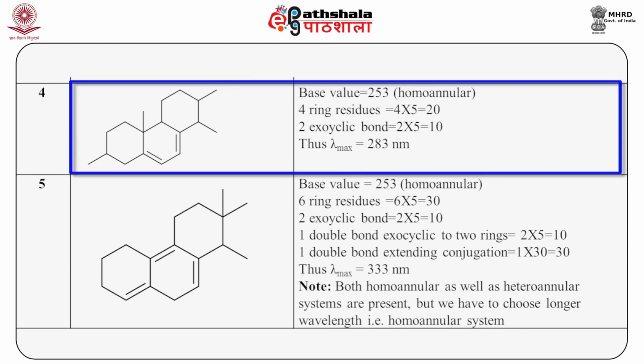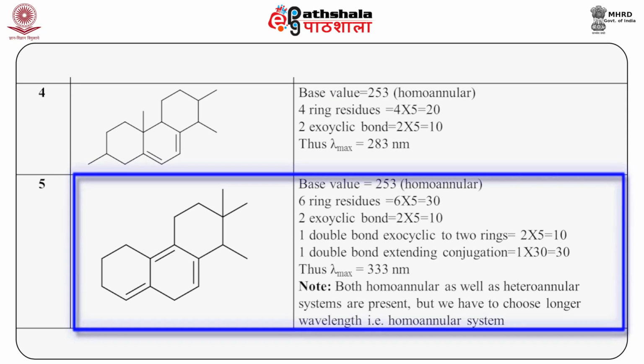Now, look at entry number 5. Here it is again a little different from all the homoannular dienes that you have studied before in entry number 4 and entry number 2. The base value will remain the same, that is 253 nanometers. It will have 6 ring residues. As you can see, there are 2 rings flanking the homoannular system, with 2 exocyclic double bonds having a value of 10 nanometers.